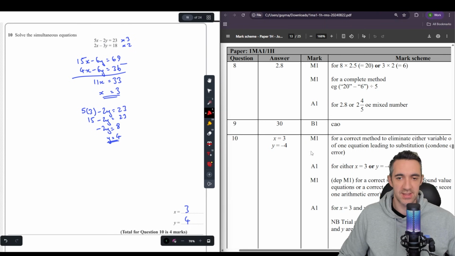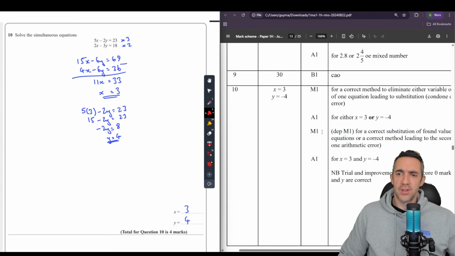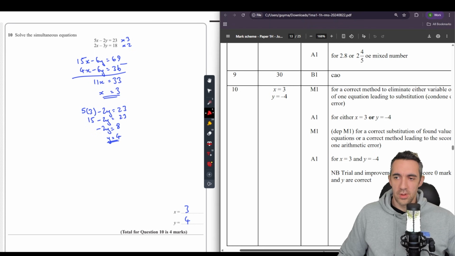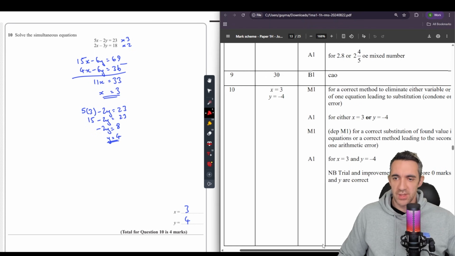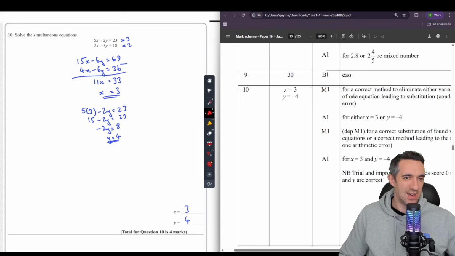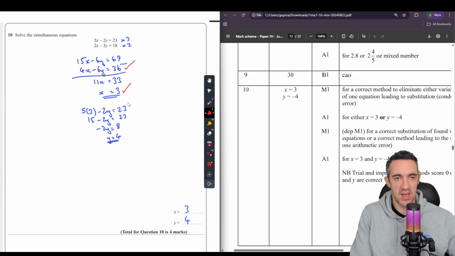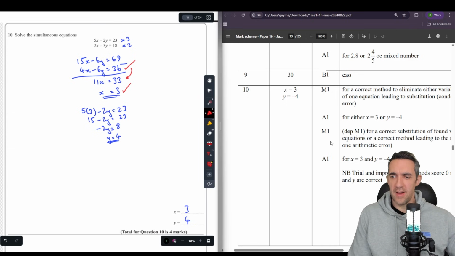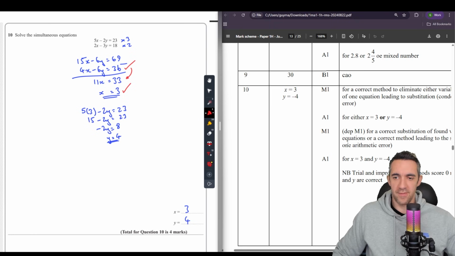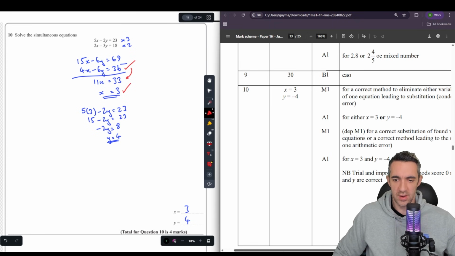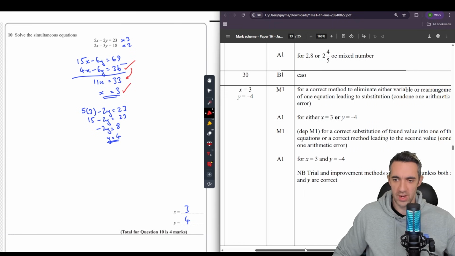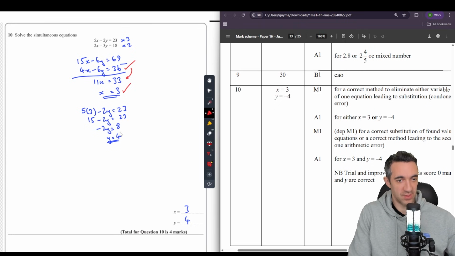Simultaneous equations. Let's see. So correct method to eliminate either variable or rearrangement of one equation for substitution. So we did that. We've multiplied and got our correct method to eliminate, and then we got x equals 3. Yeah. So we've got our method here, and then x equals 3 here. That tick should technically be down here, I think, once you've eliminated, because it's part of the process. And then we have, for a correct substitution of the found value, is that what it says? Yeah, found value into one of the equations.